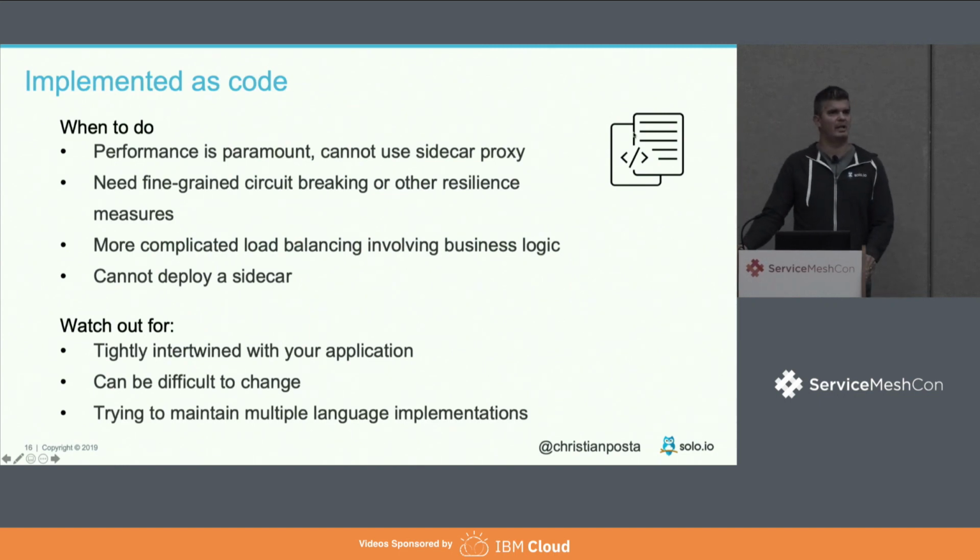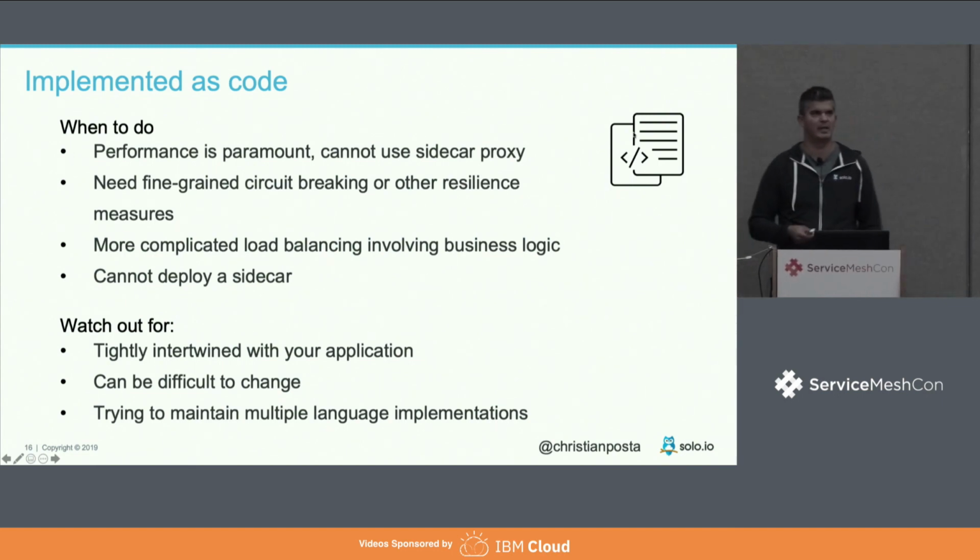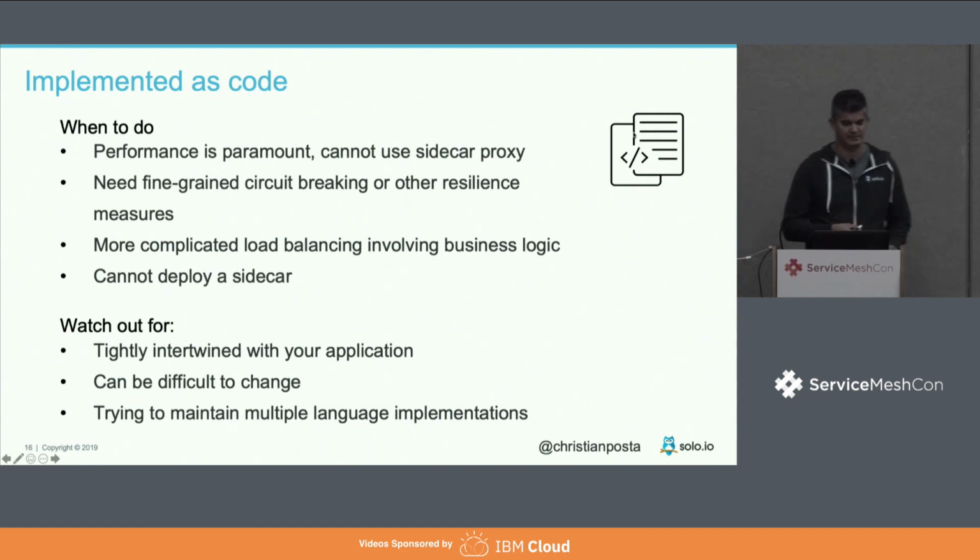So when might you want to implement some of the networking abstractions in your code, like Finagle, like Linkerd, or Netflix OSS? When performance is paramount or you cannot deploy a sidecar into your particular infrastructure, either for resource constraints or the operating system doesn't support it or whatever. I've been working in enterprise for quite a long time, and I know that whatever niche situation you might think doesn't exist, it exists.